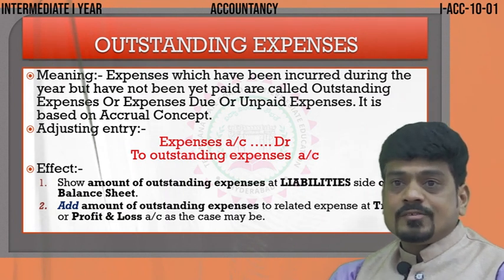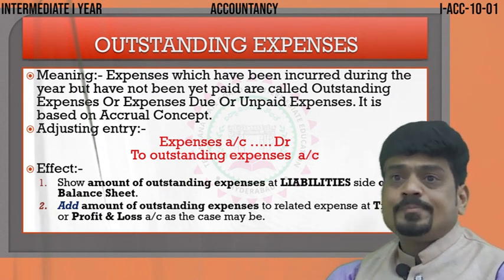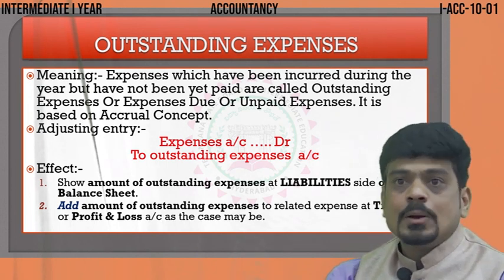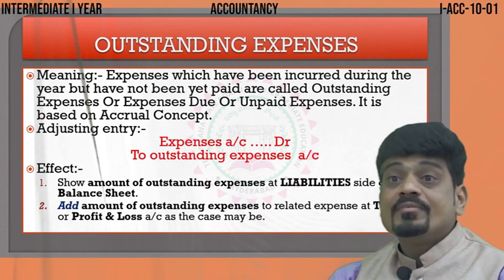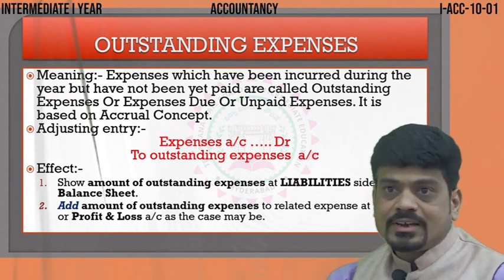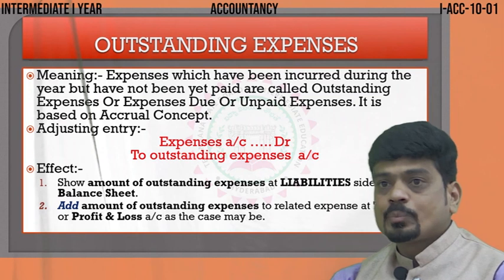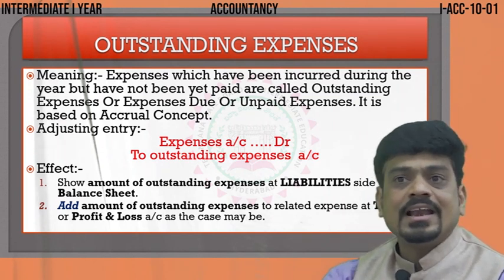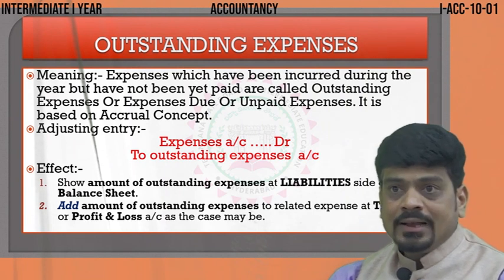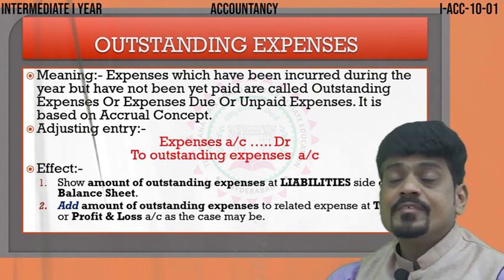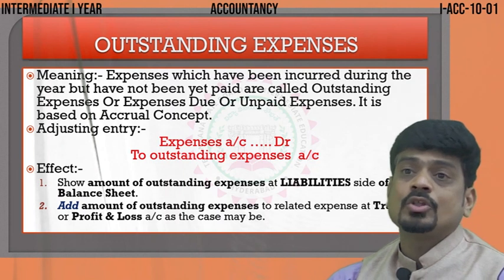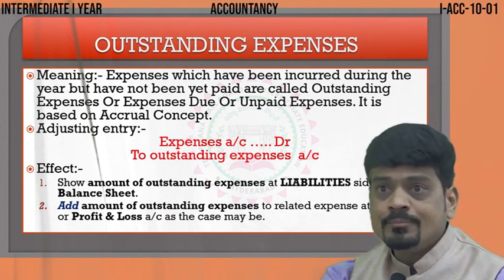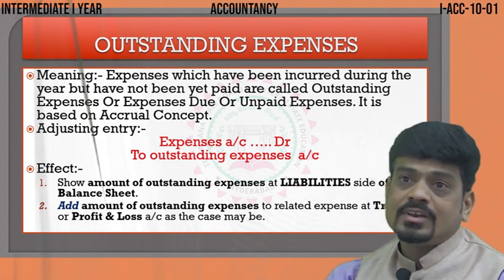Outstanding expenses mean those expenses which we have incurred, but we have not paid. How to understand? Let me say, for example, for the month of December, we are supposed to pay salary in the month of January, but due to some reason, we were not able to pay the salary in the month of January. So, in the month of January, for December, the salaries are outstanding.